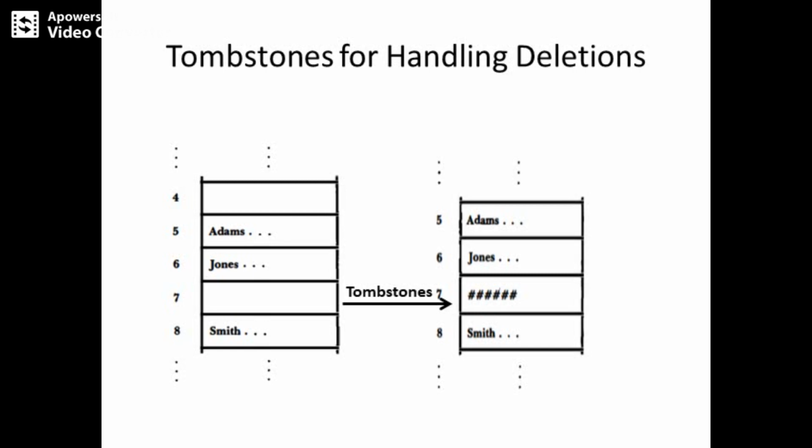So we simply put some particular symbols, which we call tombstones, into the position where you are deleting the data, and the progressive overflow method will continue its process. So this is how you can handle deletions.